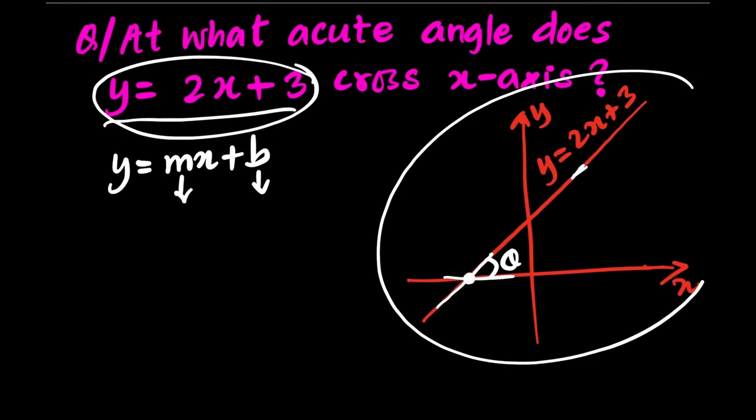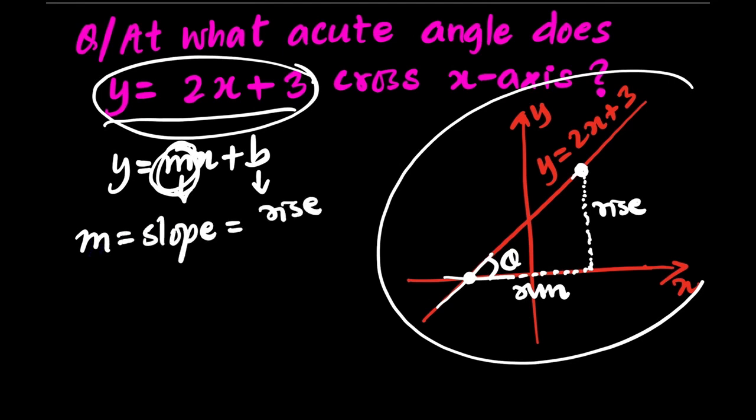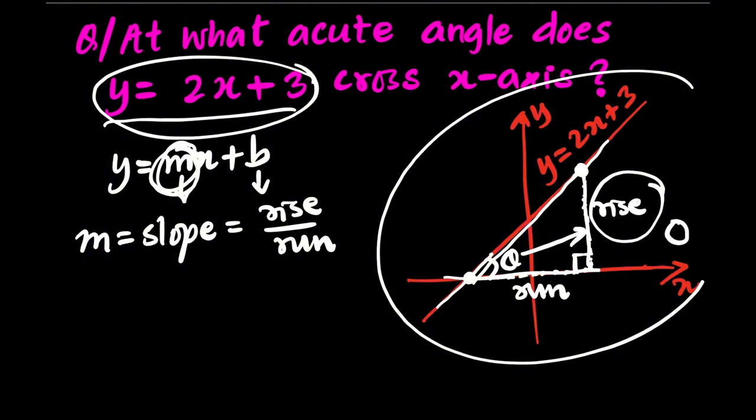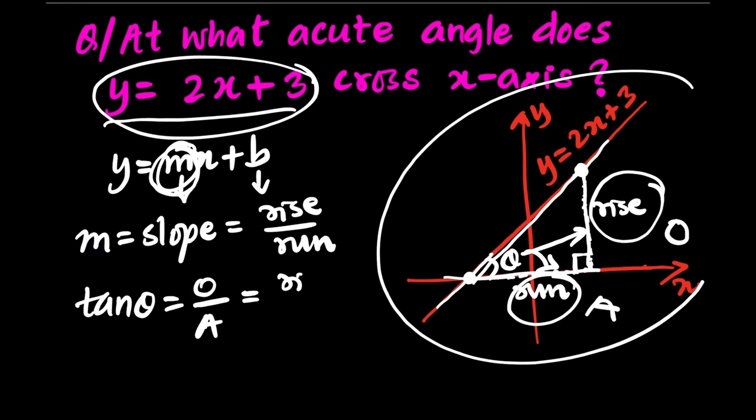So let's select 2 points on the graph. So let this be 1 point and let this be another point. So this is the rise and this is run. So this m, which is slope, is given by rise over run. The rise and then the run, it forms a right triangle with this graph. And with respect to this angle theta, the rise becomes opposite and then the side length run is the adjacent. So you can say that tangent of theta equals opposite over adjacent. Opposite in this case is rise and adjacent in this case is run.